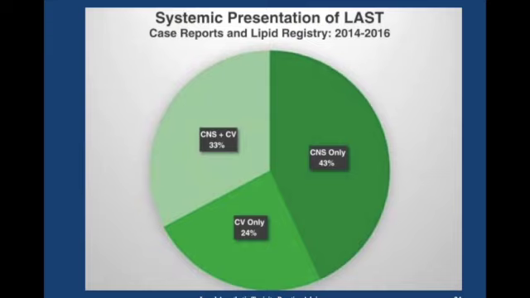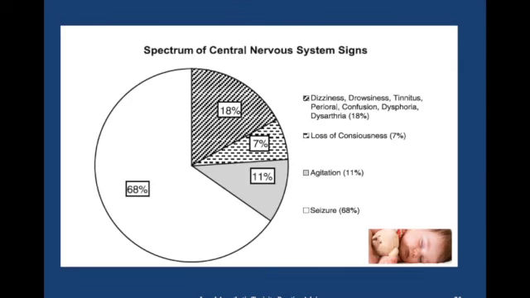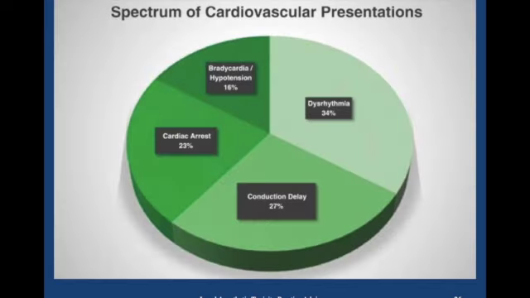So remember, only about half the time is pure CNS. The other half is either both or cardiovascular only. And you can see a broad range of CNS symptoms as shown here. Now with your cardiovascular presentation, 16% bradycardia, 1 out of 5 cardiac arrest, 1 out of 3 conduction delay, 1 out of 3 other kinds of arrhythmias.